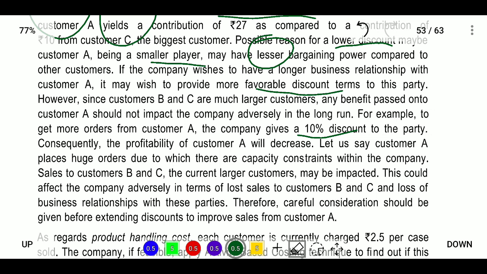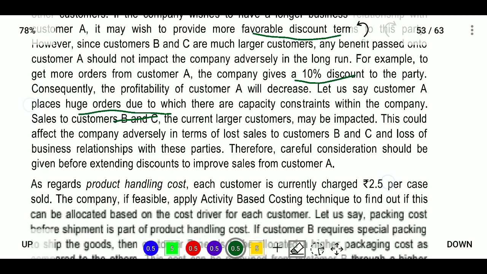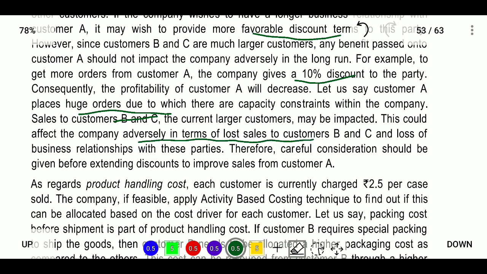Then, let's say customer A places huge orders, due to which capacity constraints arise within the company. If the capacity constraint is increased, then sales to customers B and C, the current large customers, may be impacted. If you give more discounts to other customers, our retained customers will be adversely affected in terms of sales.